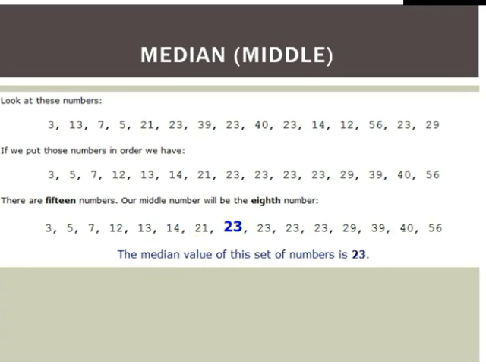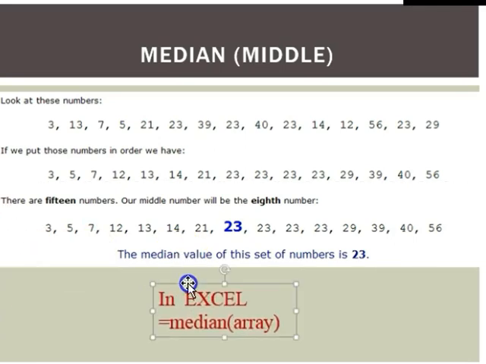Now, if you're in Excel, you don't have to go through all of that. You can simply use the function equals median, and then again use your parentheses and highlight the array of cells that you want the median value for. Close bracket that, and it will just report back your median value.